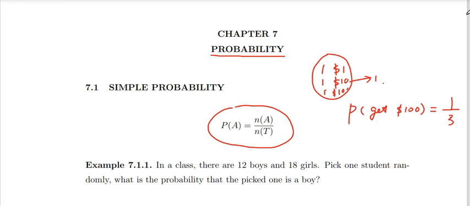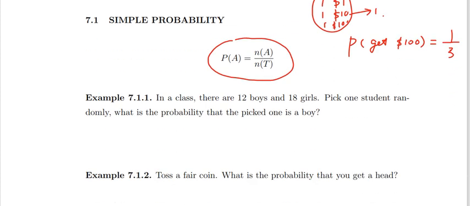Okay, so just count how many are the case, and how many in total. So for example, let's say in a class there are 12 boys and 18 girls. So in total we have 30 kids, right? Among 30 we have 12 boys and 18 girls.